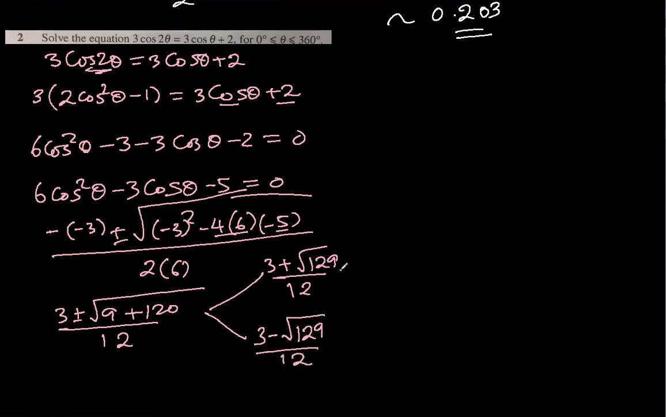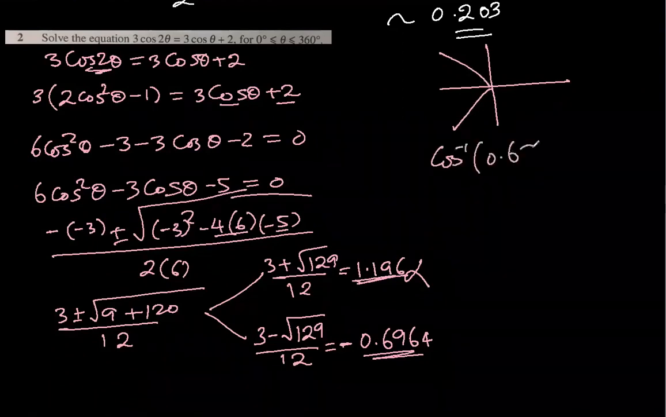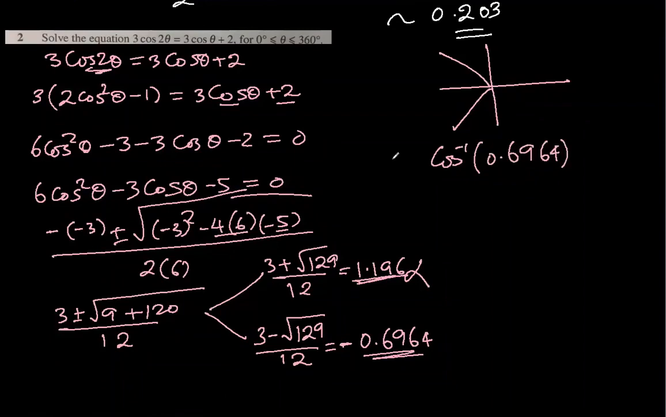So if I solve this one, I get 1.196 approximately, and this one is negative 0.6964. Okay, we know that cos theta cannot be more than 1, so this one is rejected, this is the one we will work on. It is a negative value of cos, and between 0 and 360, these are the quadrants where cos is negative. So let's find cos inverse 0.6964 to find our theta.